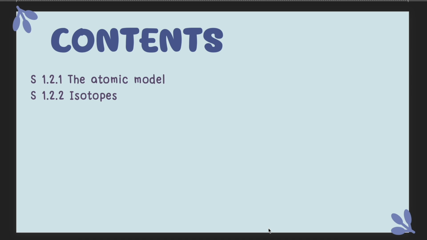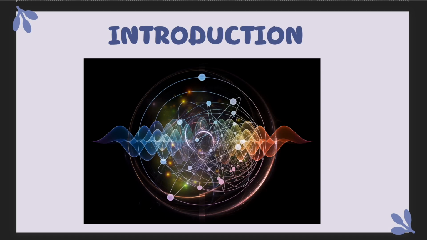This time I will explain subtopics 1.2.1 and 1.2.2, structures 1.2 from the first theme. So it's about the atomic model and isotopes. We are talking about atoms. Atoms are the smallest recognizable parts of elements. There are 118 types, like you can find on the periodic table.